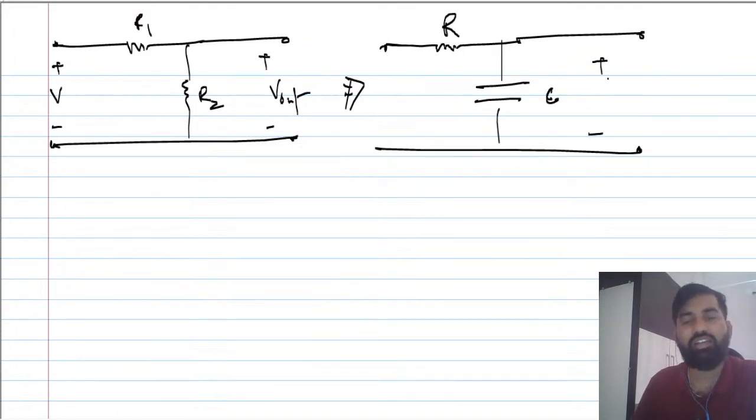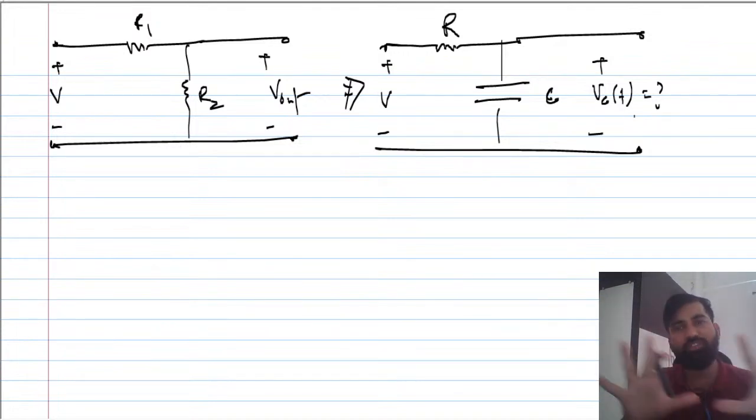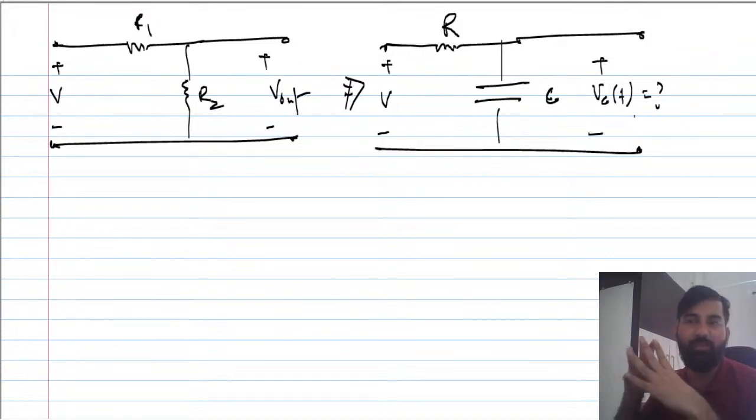Now we are asking what is the voltage across this capacitance, you can say V_out or V_C(t). The voltage across the capacitance will be what? This is my question, if we are applying some DC voltage V. Both circuits are the same, and the only difference we have brought is that in place of R2 we have connected a capacitance.